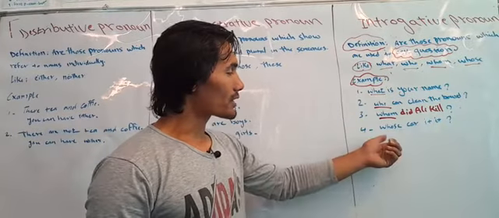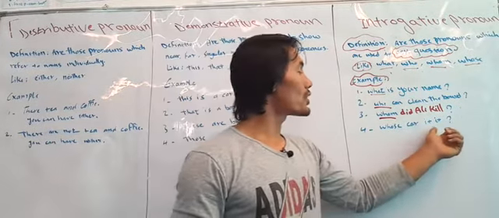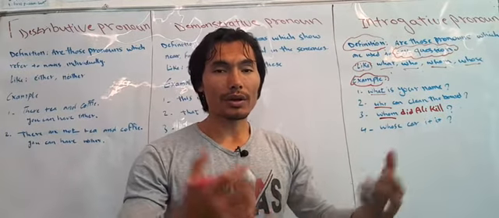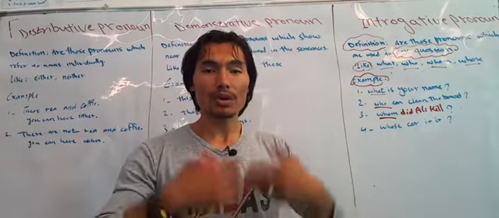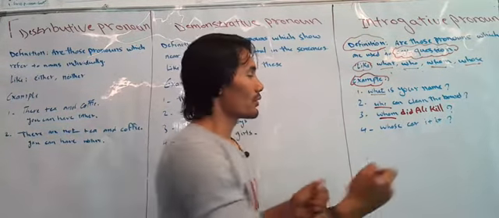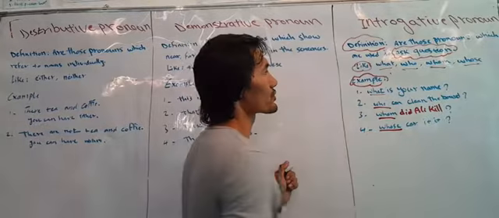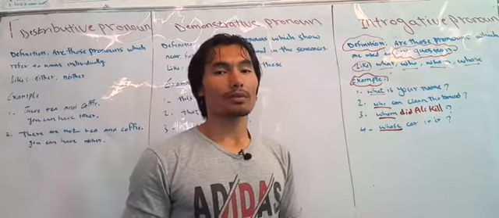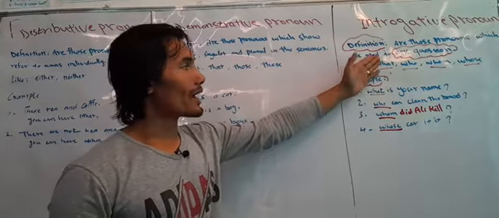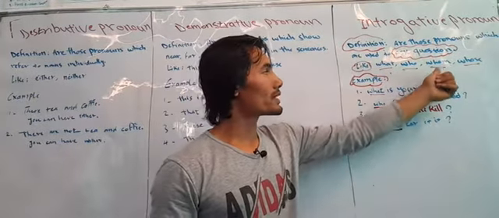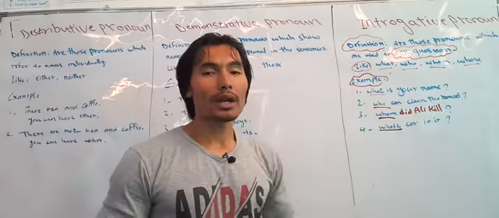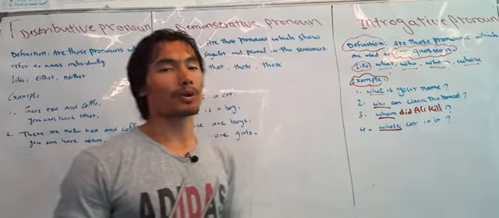Okay, the next one, whose car is it? Whose car is it? It shows possession. Which person is the owner of this car? Okay, we use this to show possession. This is interrogative pronoun, used to ask a question, like who, what, whom, and whose. These are examples. Okay, let's jump to another part.